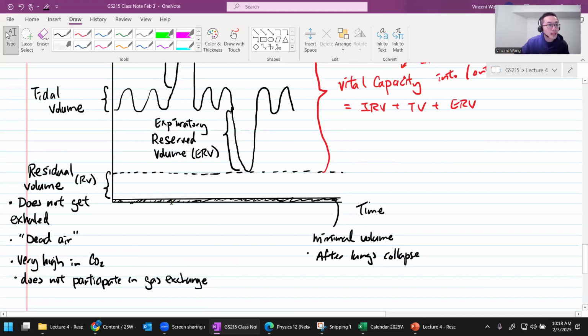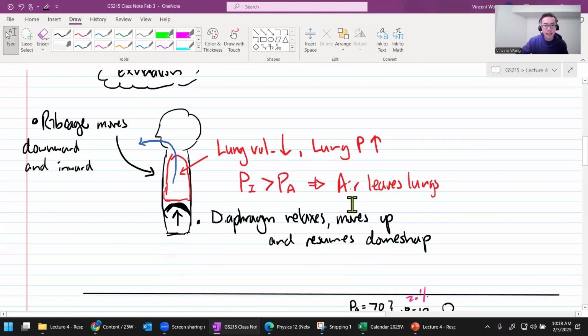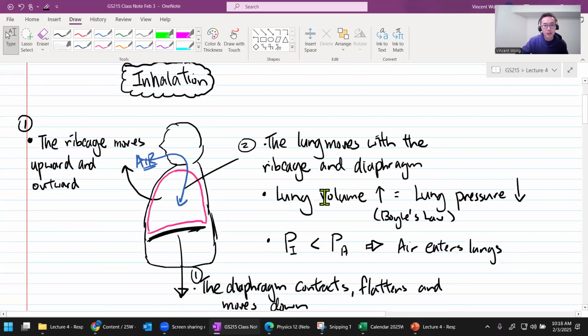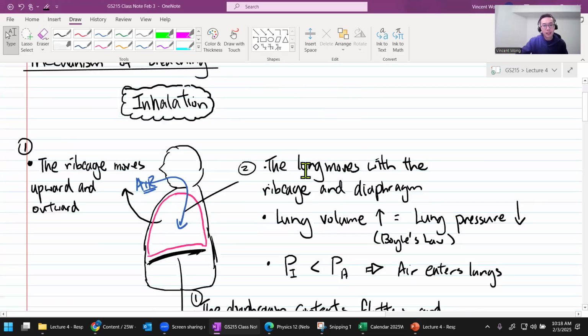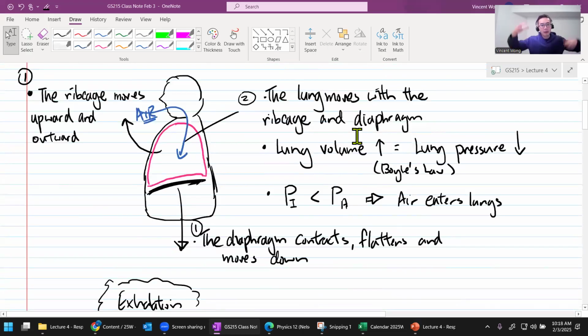Okay, so someone asked me about the pressure law again. So pressure is very straightforward. Just remember, if the volume goes up, then the pressure is going to go down. The whole point about breathing is you want your lung volume to get bigger to a point where the pressure in the lungs is below the outside pressure. If they're equal, then there's no airflow.